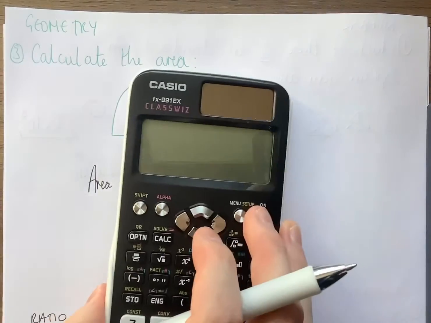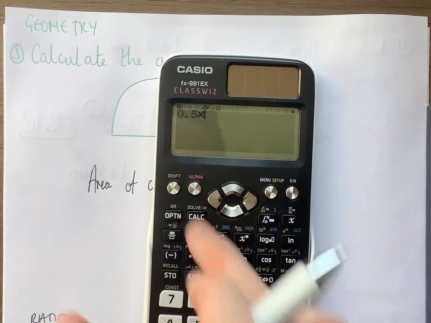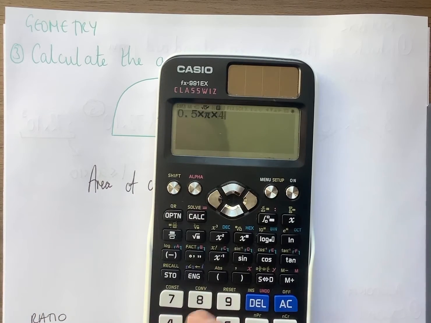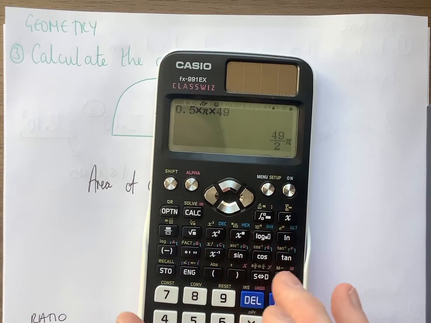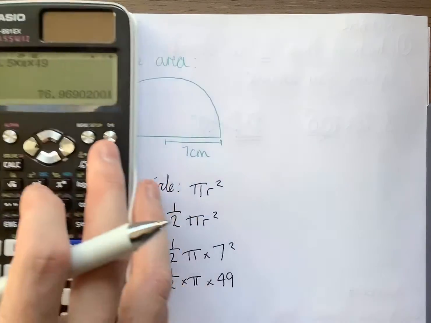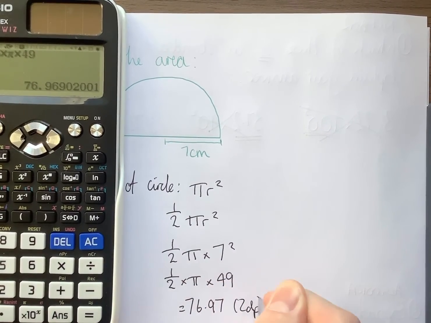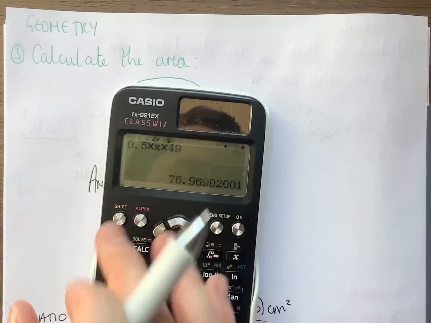Now I can type that into a calculator, and I've got half, or 0.5, times pi times 49, which is 49 over 2 pi, but if I round it, 76.97 to 2 decimal places. Now you may have rounded it differently because I didn't ask for that in the question, but that should be your answer.